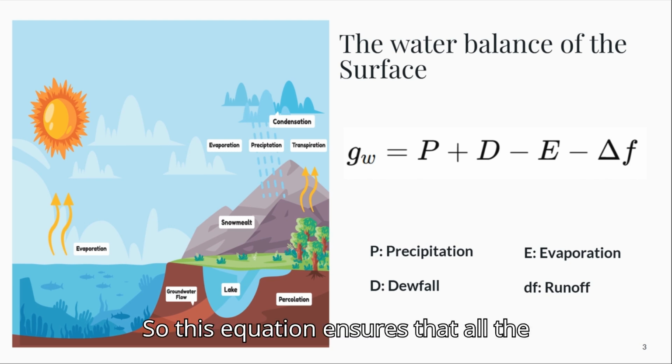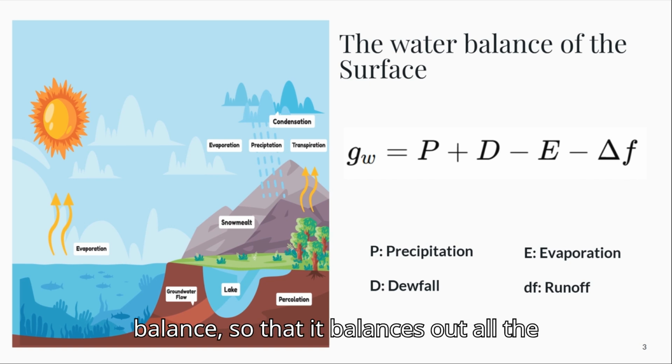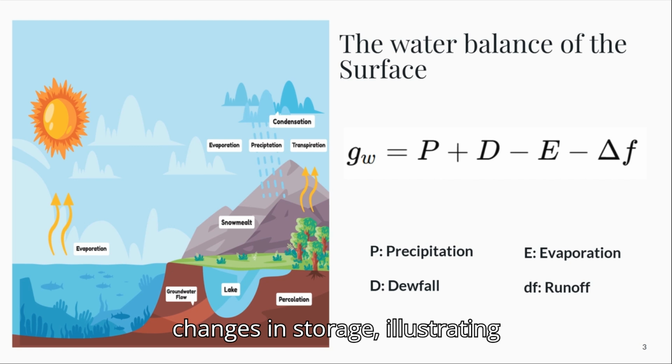So this equation ensures that all the inputs minus the losses of water balance out all the changes in storage, illustrating the conservation of mass at the surface in terms of water.